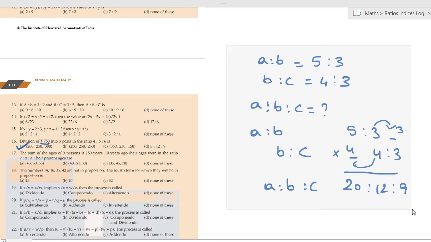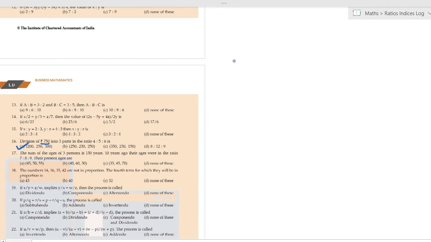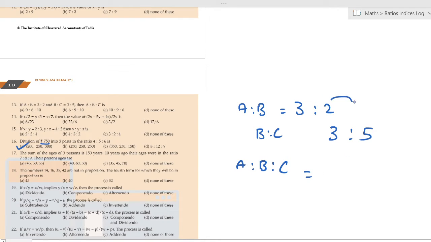So if you see problem number 13, it is also a similar case. They have given A is to B equals to 3 is to 2, B is to C equals to 3 is to 5. So A is to B is to C equals to, just take this 2 here, just take this 3 here. So 3 into 3 is 9, 3 into 2 is 6, 5 into 2 is 10, 9 is to 6 is to 10. So option A is the answer. Similarly, I think you can do the 15th one. So do the 15th one.